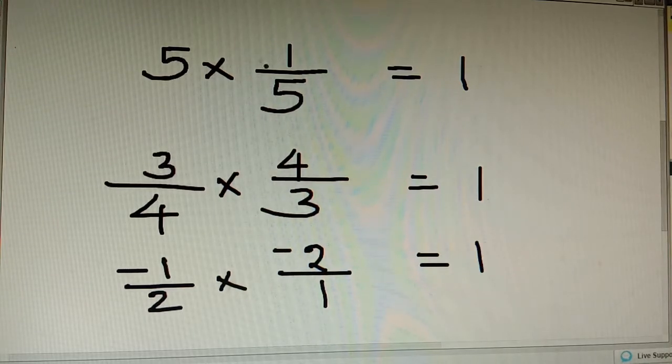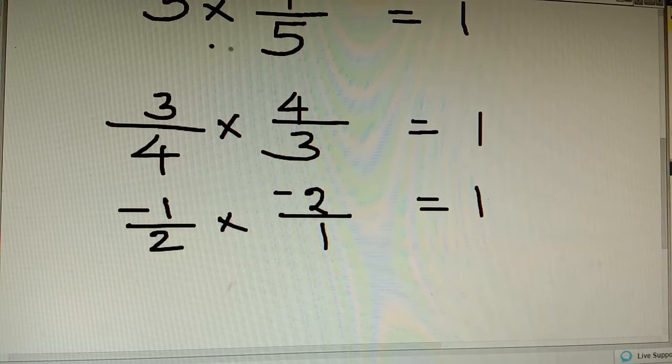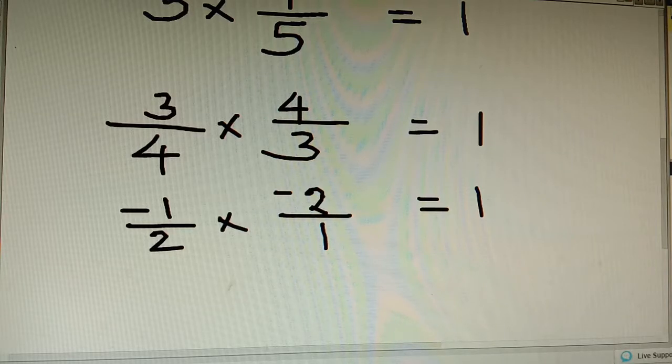So now we can say a number, if we multiply with the reciprocal of that number, we will have multiplicative identity 1. So if we multiply a number with its reciprocal, we get 1. Reciprocal of 5 is 1/5, this 3/4's reciprocal is 4/3, minus 1/2's reciprocal is minus 2/1. So these reciprocals are known as multiplicative inverse of that number. Okay, reciprocal of any rational is known as multiplicative inverse of that rational.